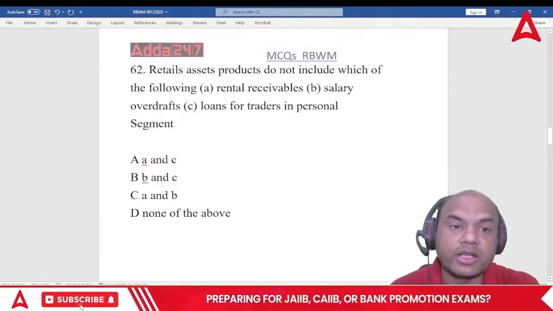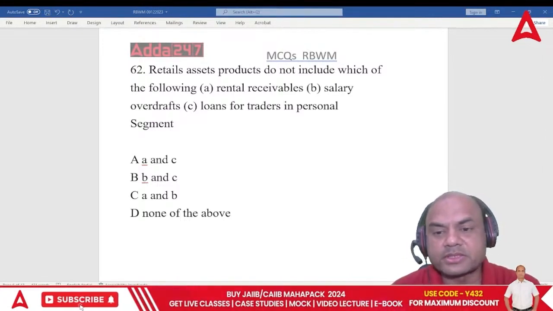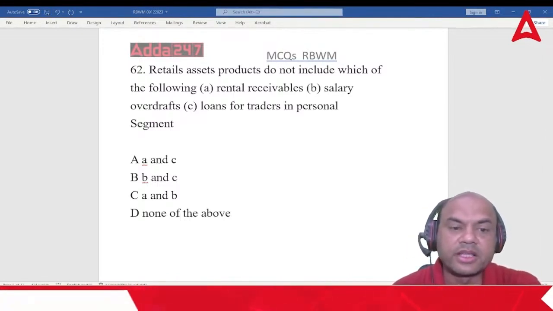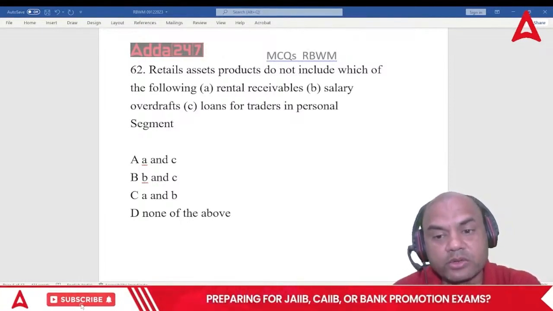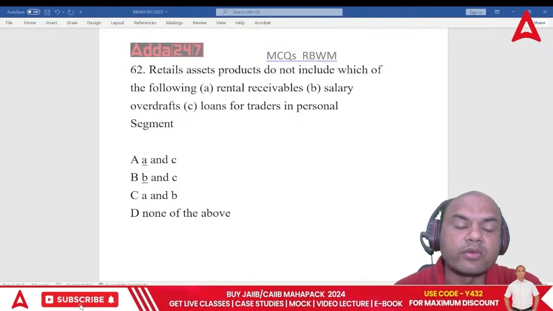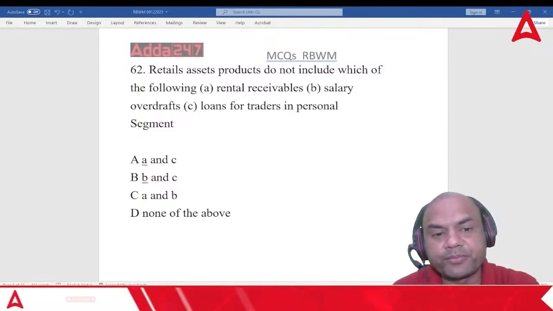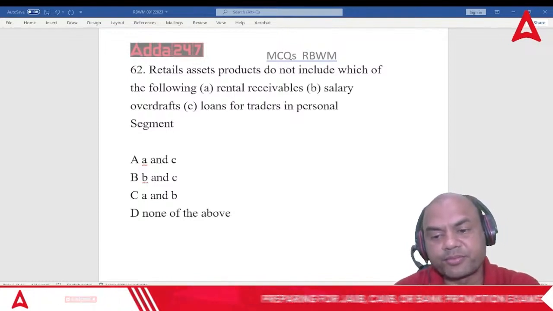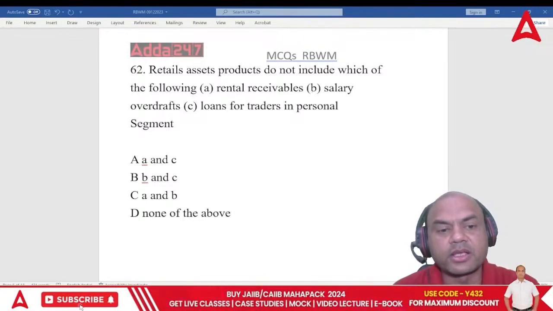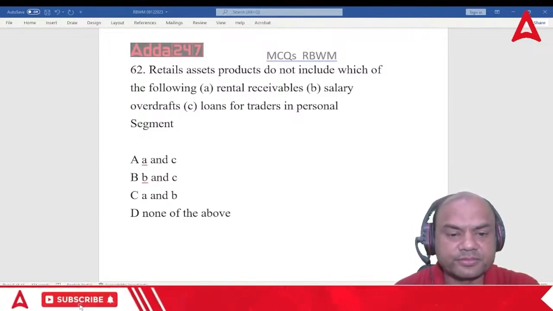Now think over it. What can be the answer? Everyone, be fast. Retail asset products which do not include. What is not included in retail assets? Let me get the answer from you, everyone.